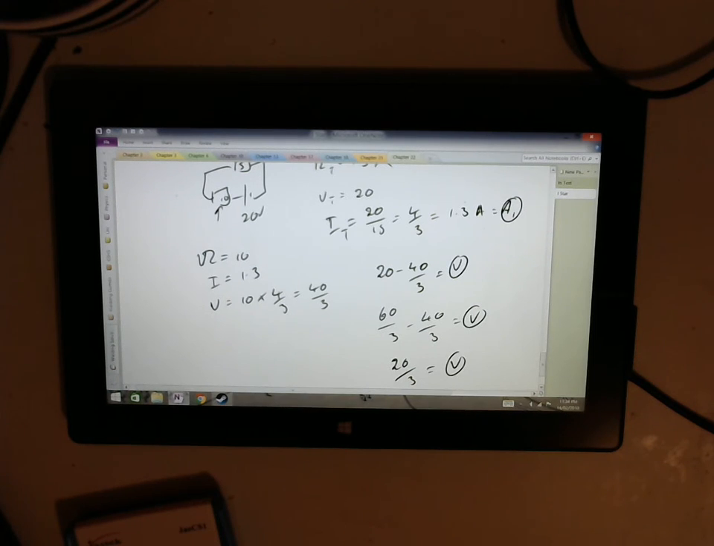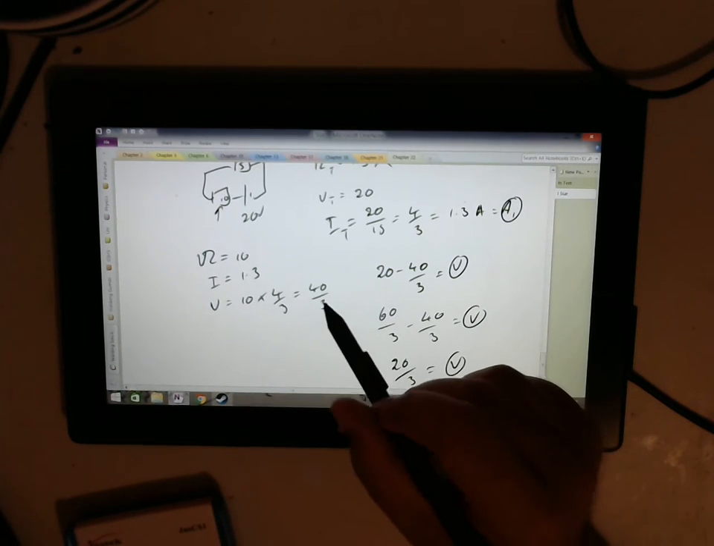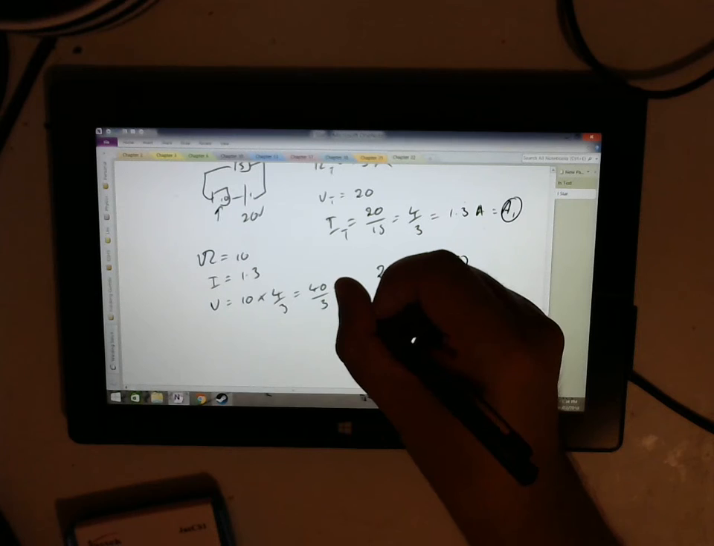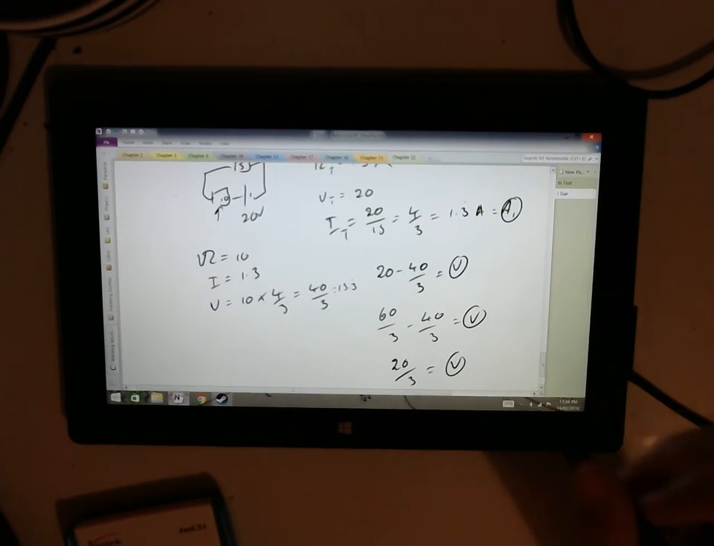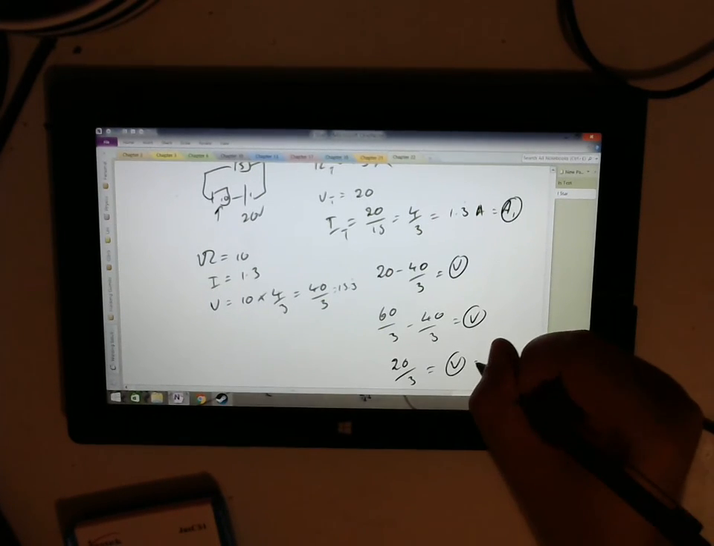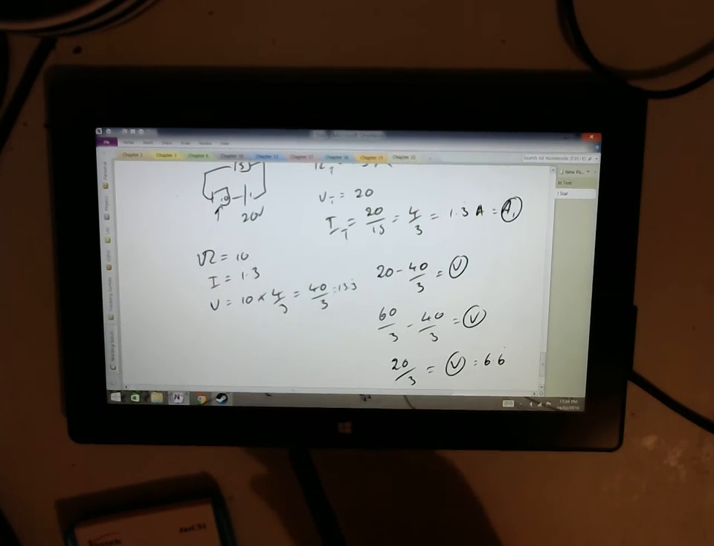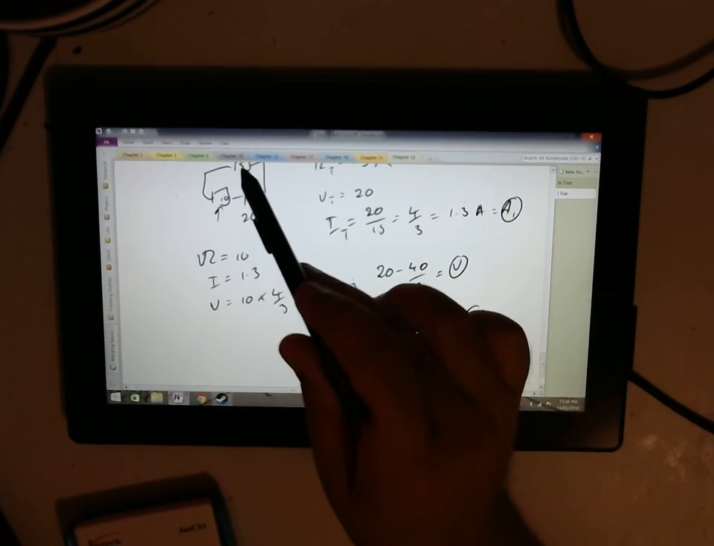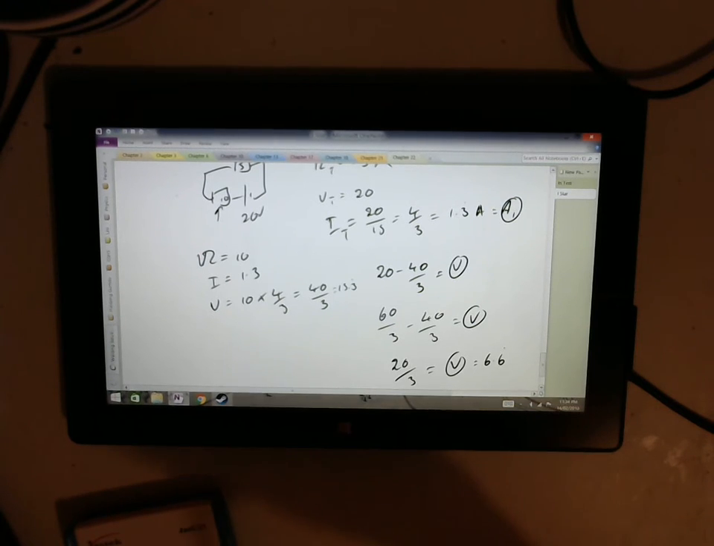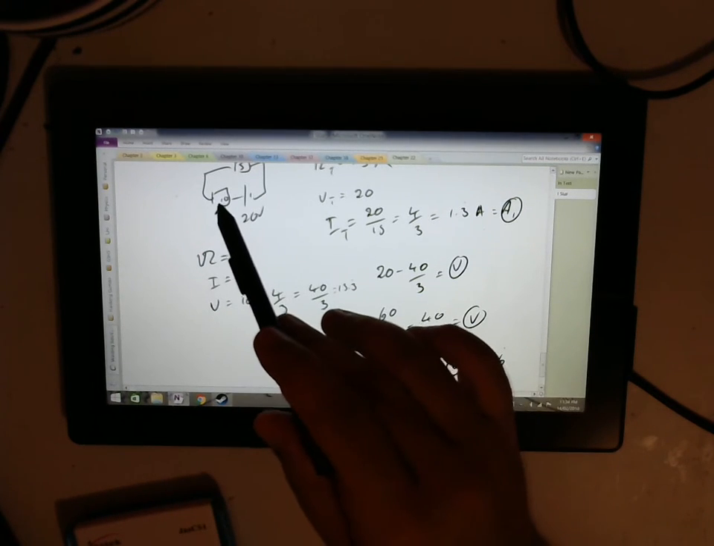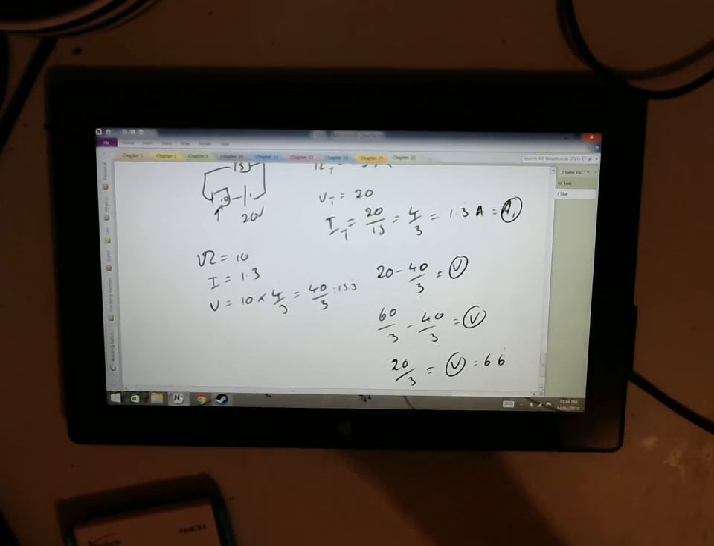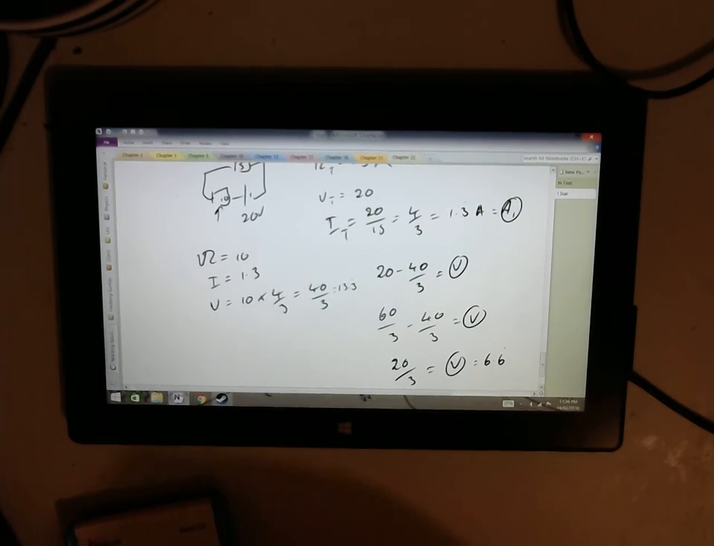Now if we turn this into a decimal, we find that 40 divided by 3 is equal to 13.3, while 20 divided by 3 is equal to 6.6. We can see then, because the resistance is a lot lower, it needs a lot less voltage than what this one here with 10 ohm resistance actually needs. You're going to push harder to get through it, basically.